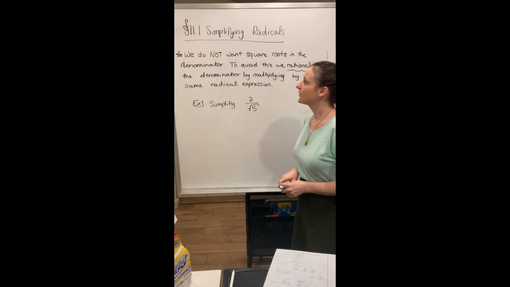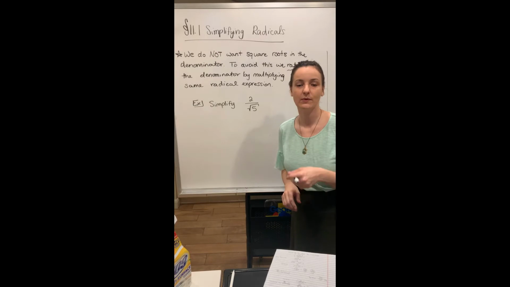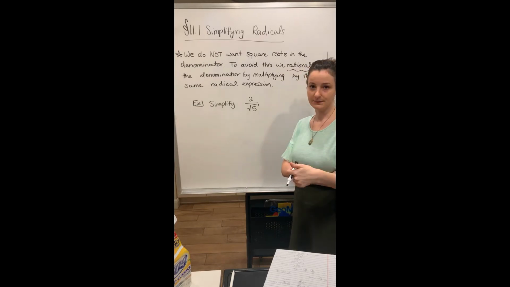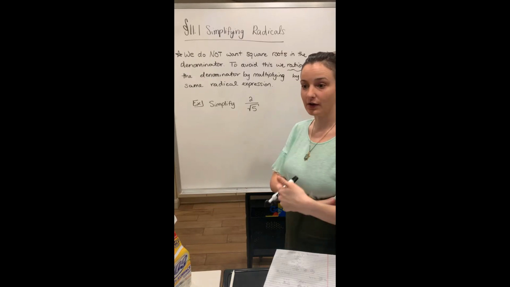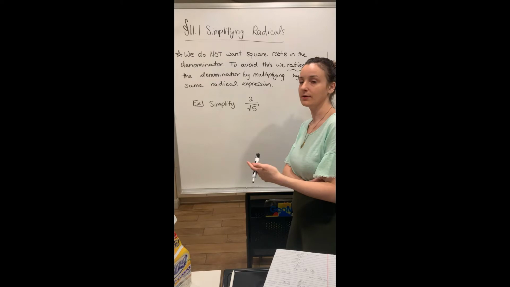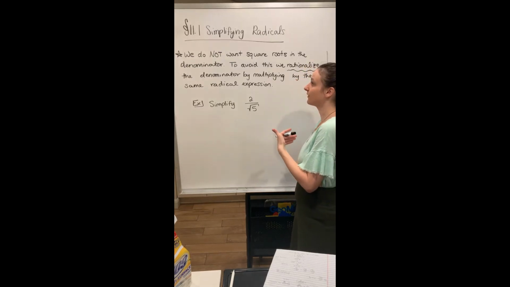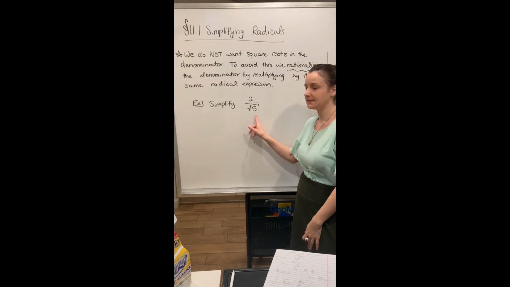Okay. So we do not want square roots in the denominator. Similarly to when we were simplifying with exponents, we did not want negative exponents in our final answer. That would not be a simplified answer if you had negative exponents. The same rule applies here. Your final answer is not simplified if you have a radical in the denominator.